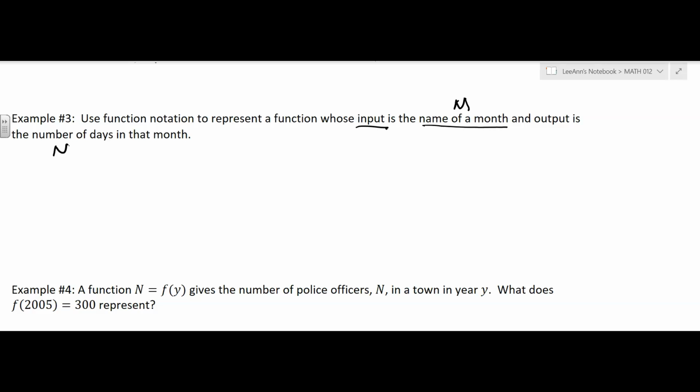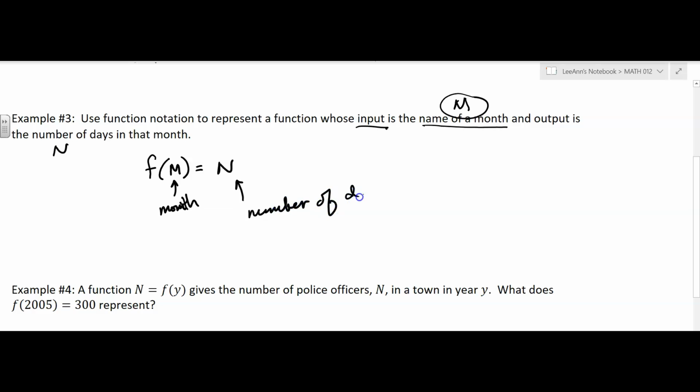But how do we represent the notation? So we can say, if we're letting m represent the month, then we could say f of m is equal to n, in this case, the number of days in that month. Now you have to establish your variables here, and they are either going to tell you what the variables represent, or in this case, we got to choose what variables we wanted to represent. So if you tell me the month, that's the input, then the output is the number of days in that month. So that would be one way.